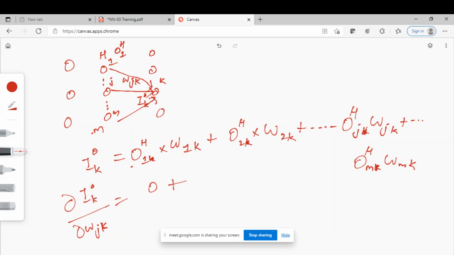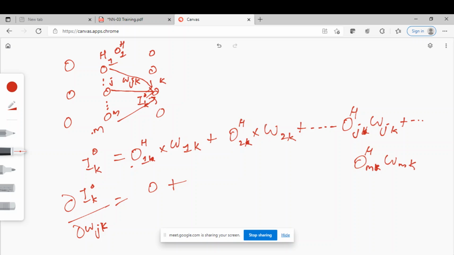What about this term? When you differentiate this with respect to Wjk, this will become 1. What about this? So it is 1 into OJH, so it is nothing but OJH. So on and so forth. When you differentiate this with respect to Wjk, again it will be 0. So ultimately, when you differentiate this with Wjk, what is the output you got? OJH. Right. So what you will get is OJH.